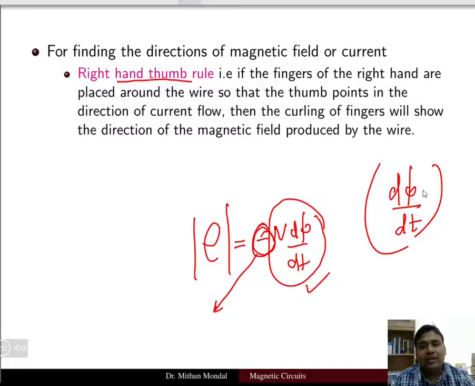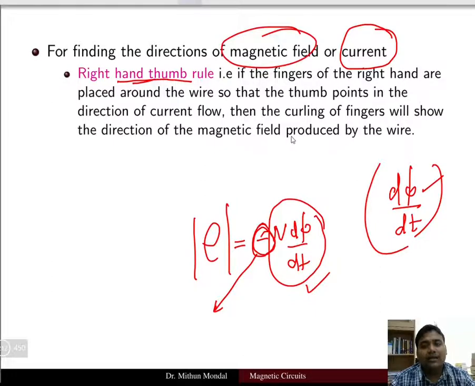So when the flux is increasing, obviously you have to create the polarity in such a way that the flux is reduced. When the flux is decreasing, you have to create the polarity in such a way that flux has to increase. Now, how the direction of the current is obtained, that is the induced current, that will be obtained by right hand thumb rule and the magnetic field.